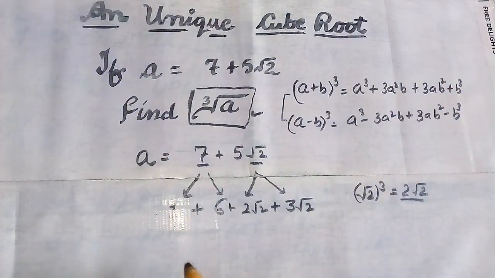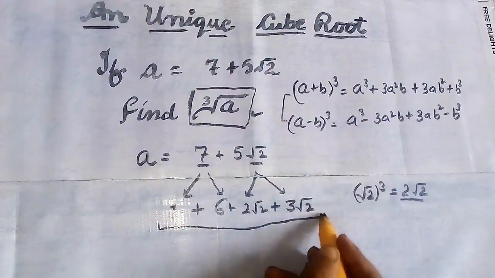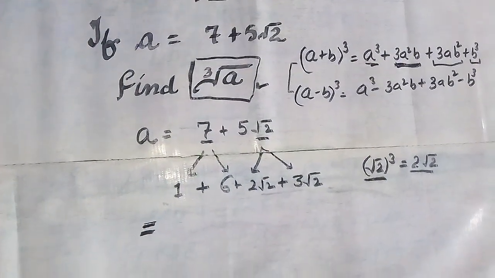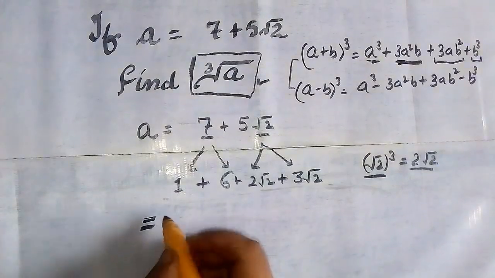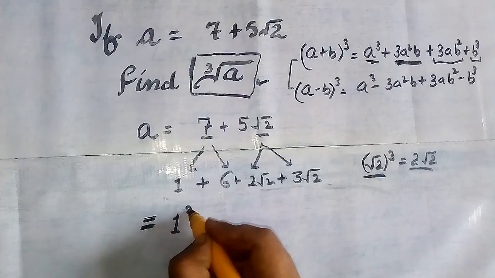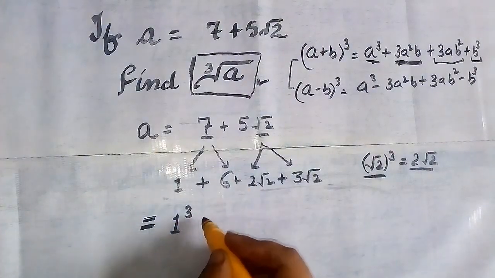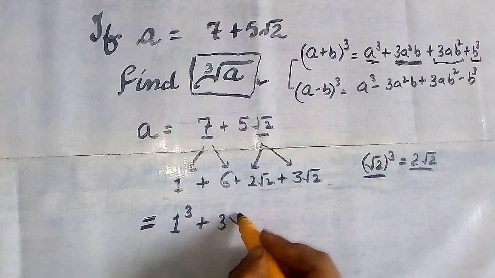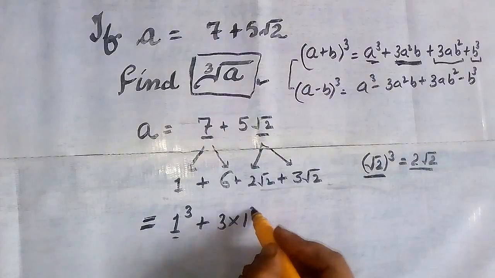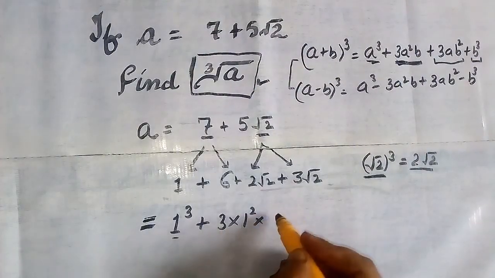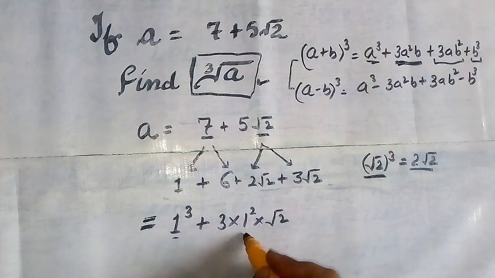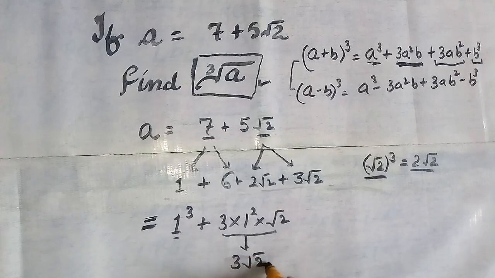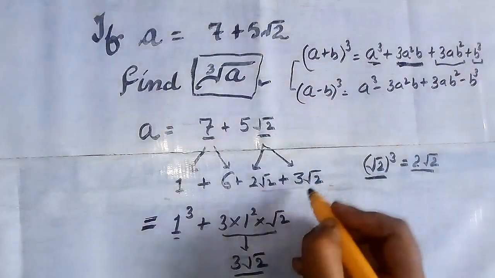Now we have 4 terms, and you know that our cubic identity also has 4 terms. Now let us see whether we can apply this identity to the question or not. Our first term is 1, which can be written as 1 cube. Then the second term is 3a square b. If a is 1, it can be written as 3 multiplied by 1 square multiplied by square root of 2, which equals 3 square root of 2. This was a term in the previous expression.